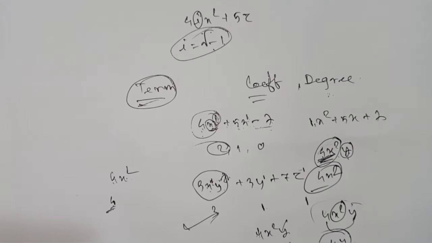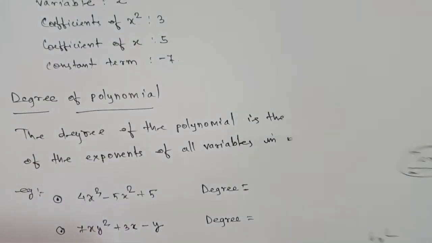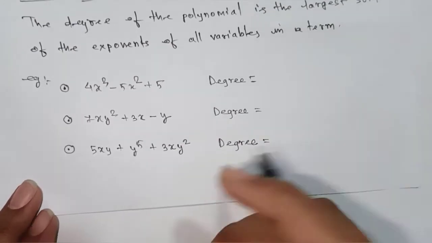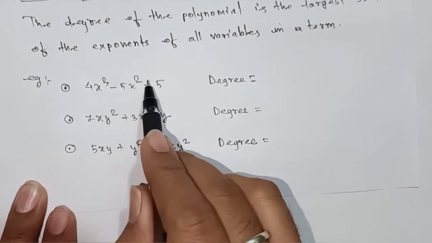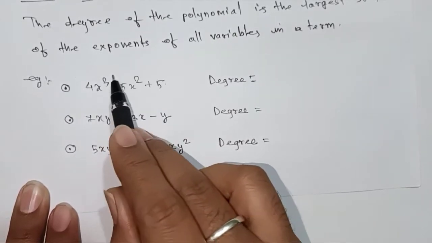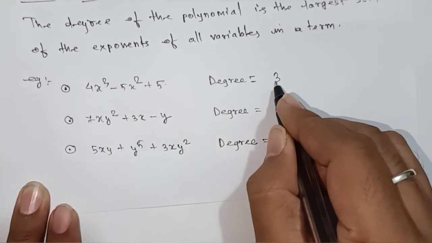Now, on the basis of your term and the degree, we have different types of polynomial. We'll enter into them one by one. But first, find the degree of this one. You can see the highest degree, the highest exponent. So 4x cube minus 5x square plus 5. Here 3 is the highest, so your degree is 3.